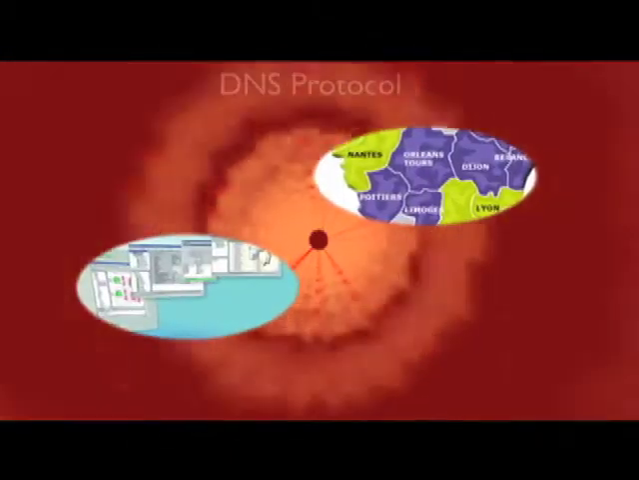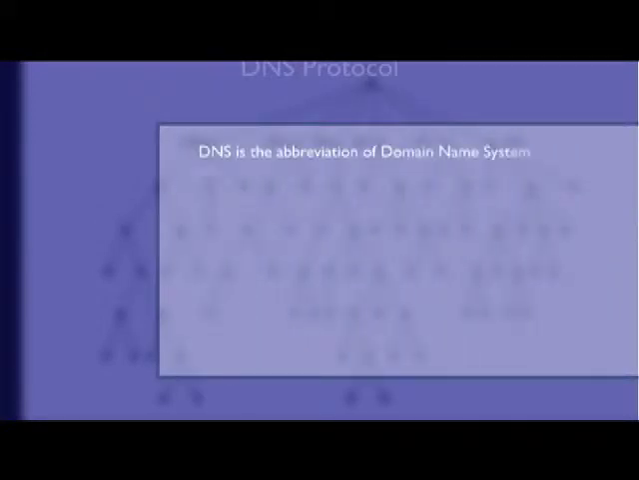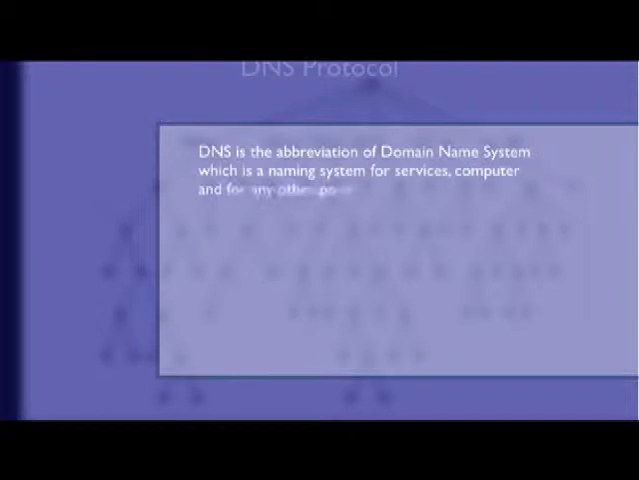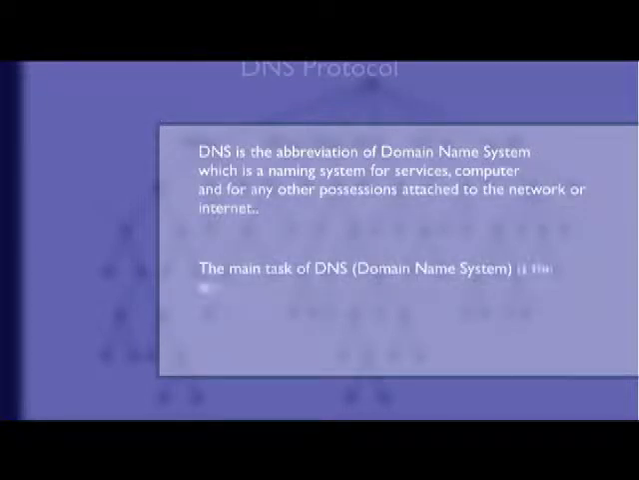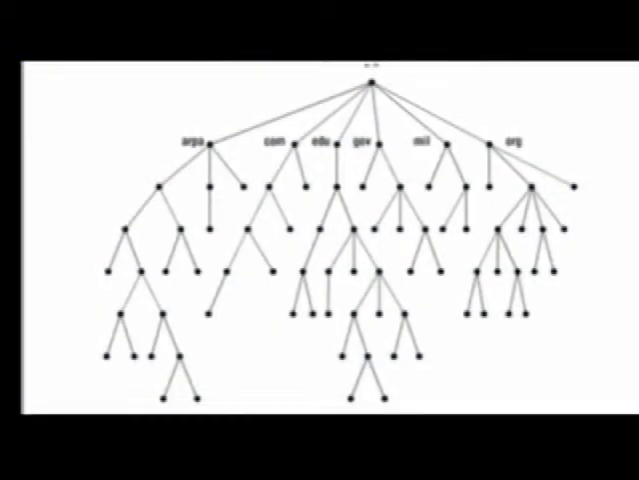We'll be talking about the DNS protocol in general, its history, and the official standards. DNS is the abbreviation of Domain Name System, which is a stratified name system for services, computers, and any other possessions attached to the network or the internet. DNS is a distributed internet directory service. DNS is used mostly to translate between domain names and IP addresses.